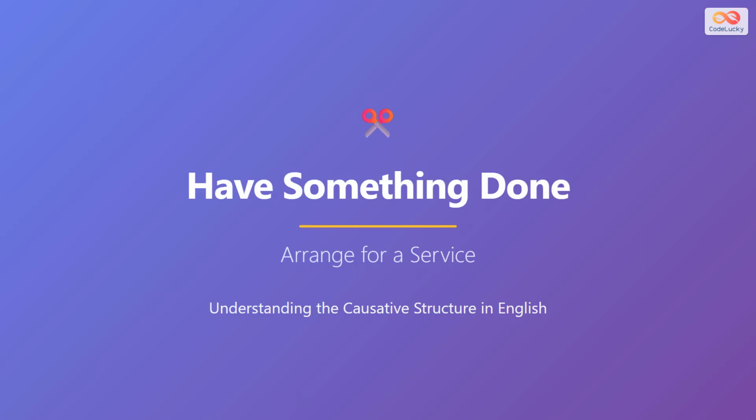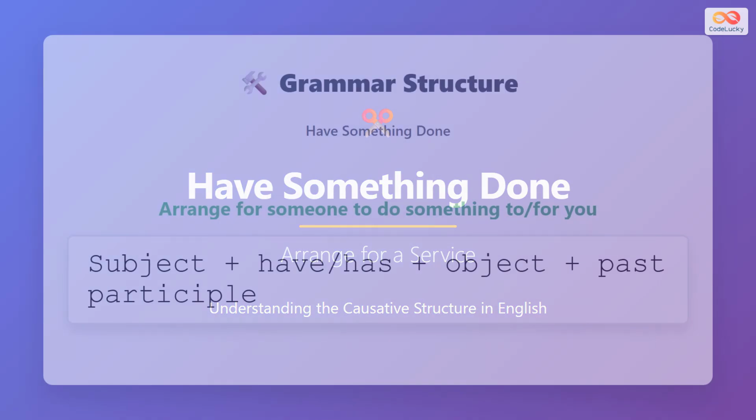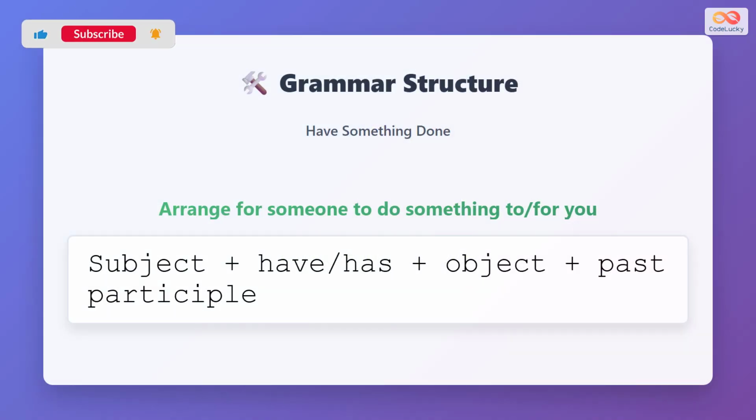Have something done is a common English structure used to show when someone arranges for another person to do a service or task for them. The structure for have something done uses the subject followed by have or has, then the object, and then the past participle form of the verb. For example, I have my hair cut. This means I arrange for someone to cut my hair.